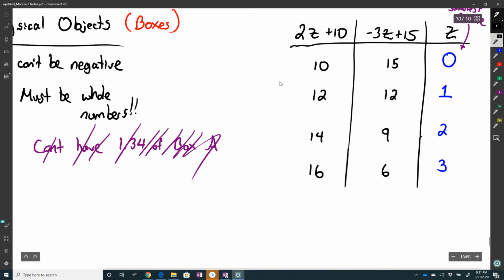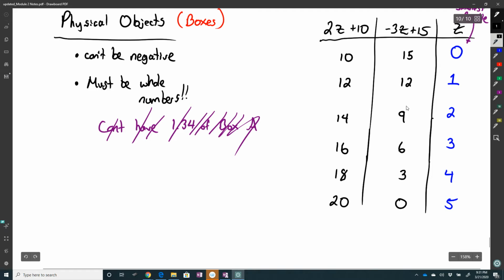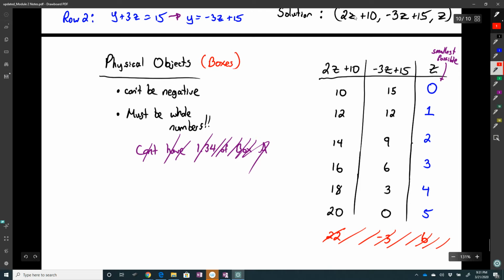Now Z can be 4. It's 3. That goes up again. Z can be 5. So this becomes 0, and this becomes 20. And now we stop there, because notice that the y value, the middle number, becomes 0. If I were to make another value, this would be negative 3 and 22, but you can't have a negative solution. So in the case of physical objects, even though there's infinite numbers if you include negatives and decimals, if you're only looking at whole numbers, we only have 6 possible solutions.